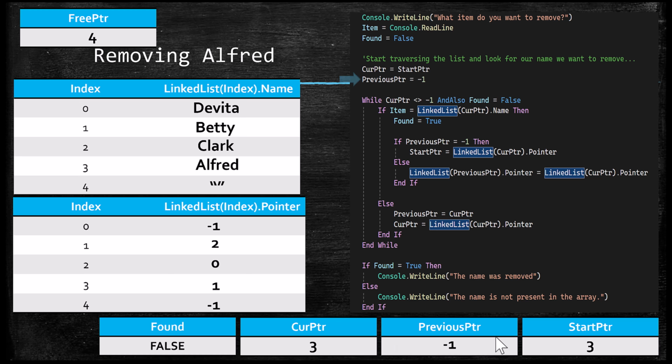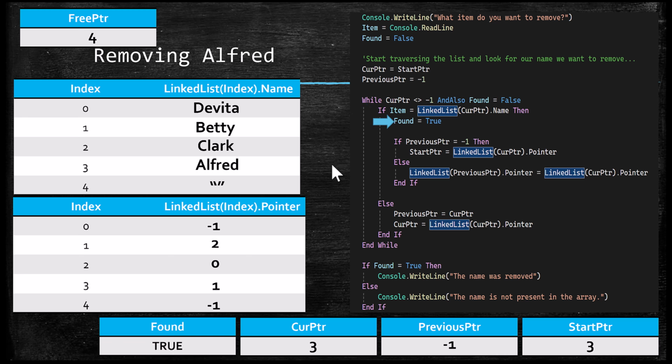Once we do that, we can move into this while loop. Well, my current pointer is not equal to -1. It isn't, and also found equals false. Both of those conditions are true. We have an and condition, so both of those conditions are true. Current pointer is not -1 and found equals false. So we check this if statement. If our item, Alfred, equals linked list current pointer, my current pointer is 3, Alfred is equal to Alfred.